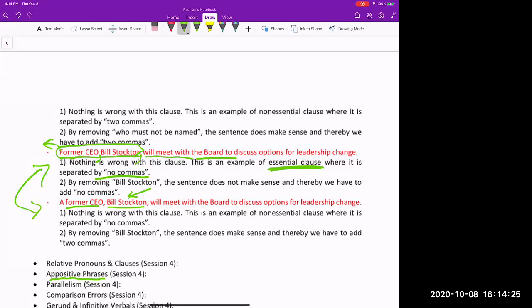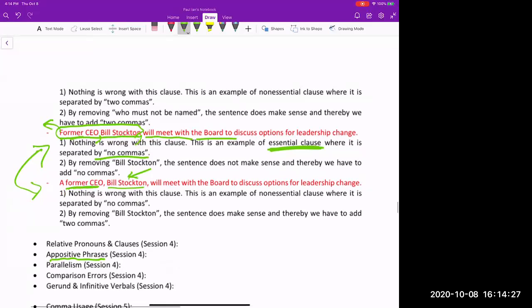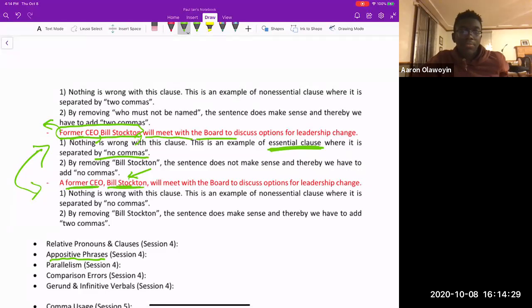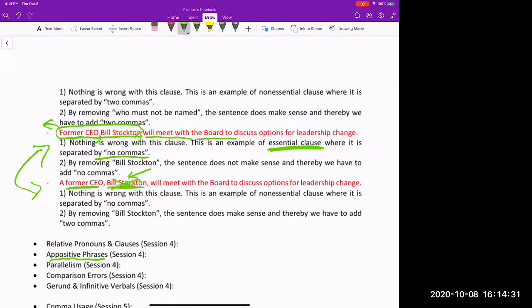What about this one? It still makes sense. So Bill Stockton is removed, and we'll meet with these guys. You have to look at it in context with this. So when you remove it and it still makes sense, it's non-essential. And then I think I'm supposed to put two commas here.